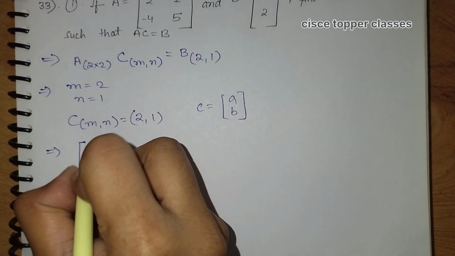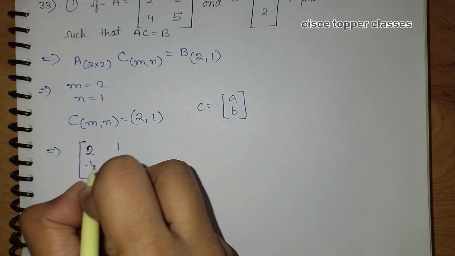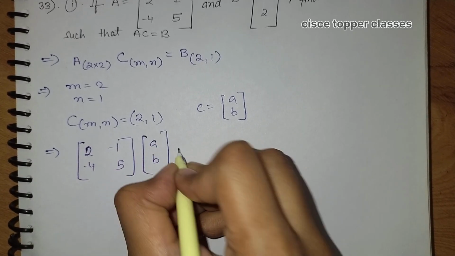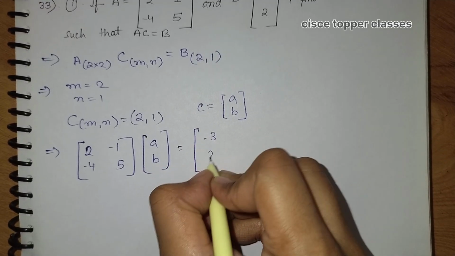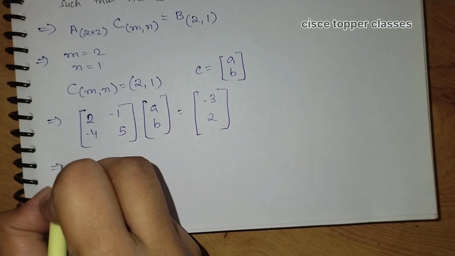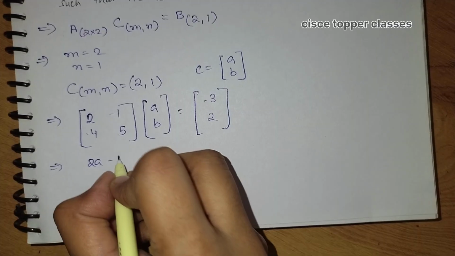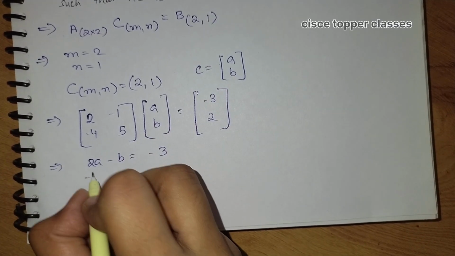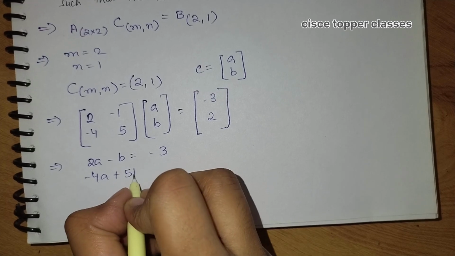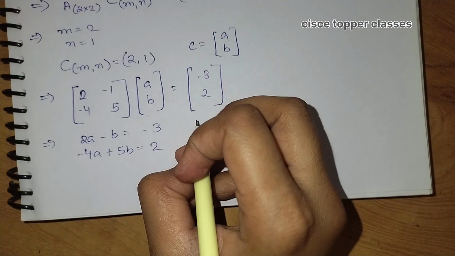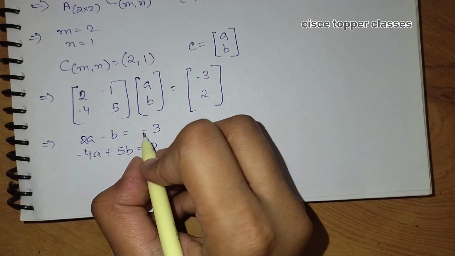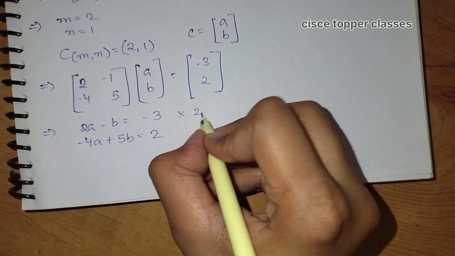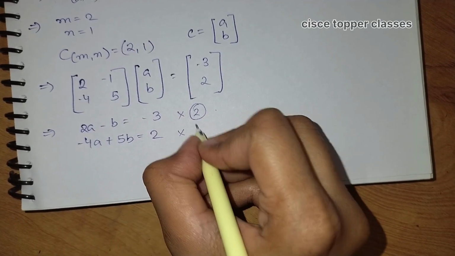Now putting A, 2 minus 1, minus 4 5, multiplied by matrix a b, that is equal to minus 3 2 here. So simply 2a minus b is equal to minus 3 and minus 4a plus 5b is equal to 2. If we want to solve this, we can simply multiply the first equation with 2 and the second with 1 only.